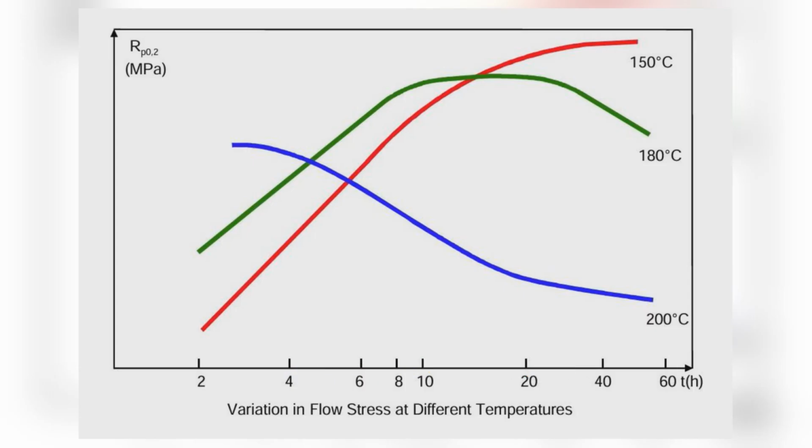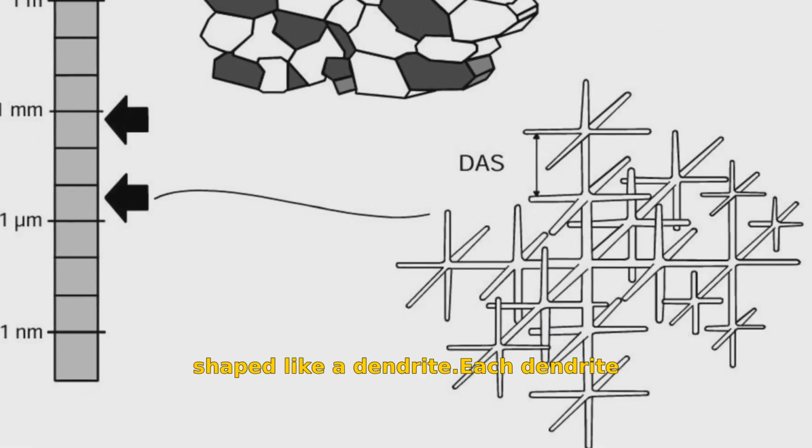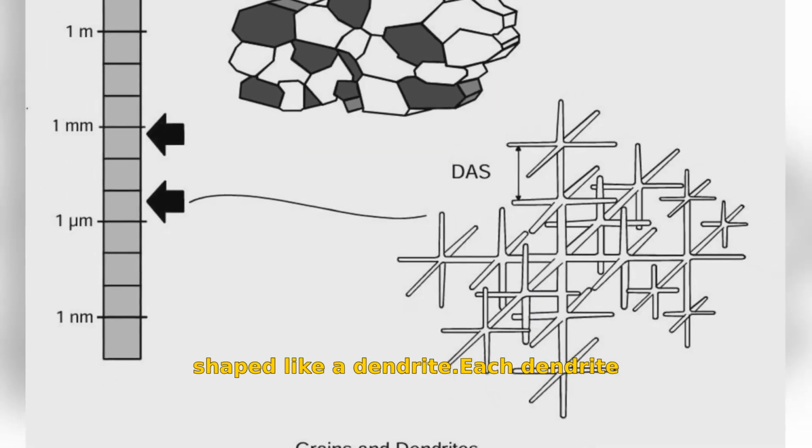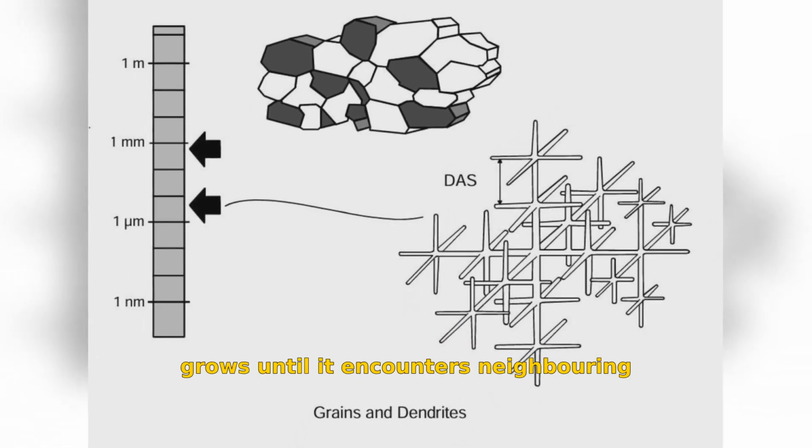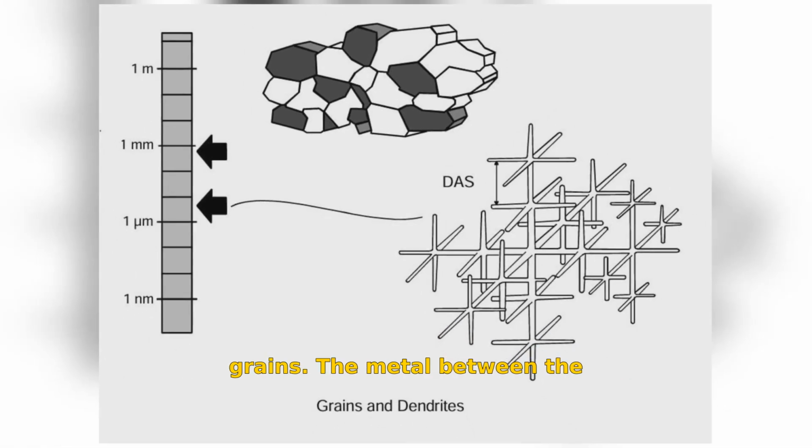declines again. When the metal solidifies, the solidification process begins with small, solid particles in the melt. These particles grow into crystals shaped like a dendrite. Each dendrite grows until it encounters neighboring grains. The metal between the arms has a different composition of alloying elements and impurities. This process forms an alloy's cast structure.